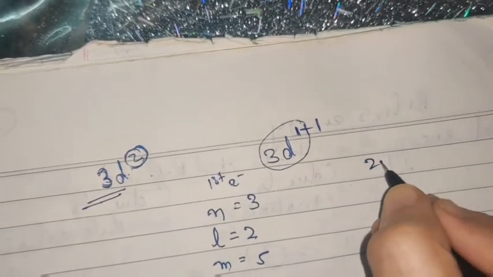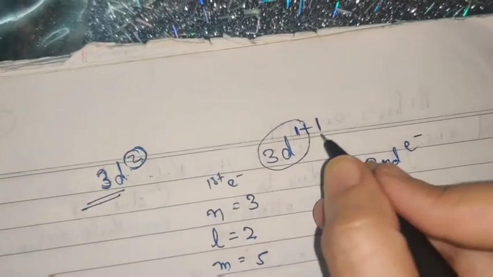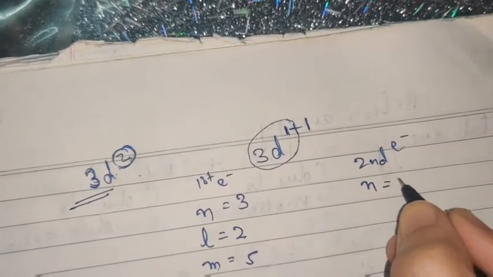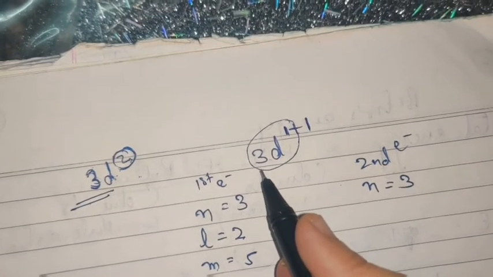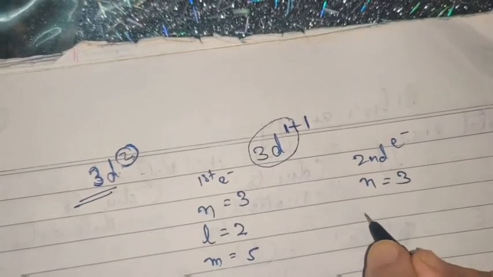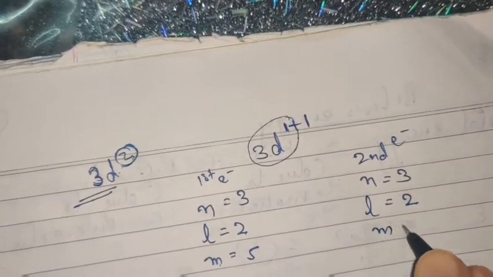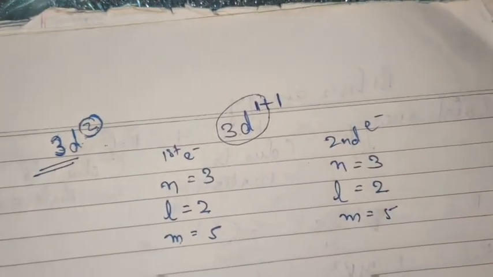Now coming to the second electron, the second electron is also present here only. If the value of N is 3, obviously because this electron is also present in the third shell, it is also present in the D subshell, and the value of M will also be 5, right?